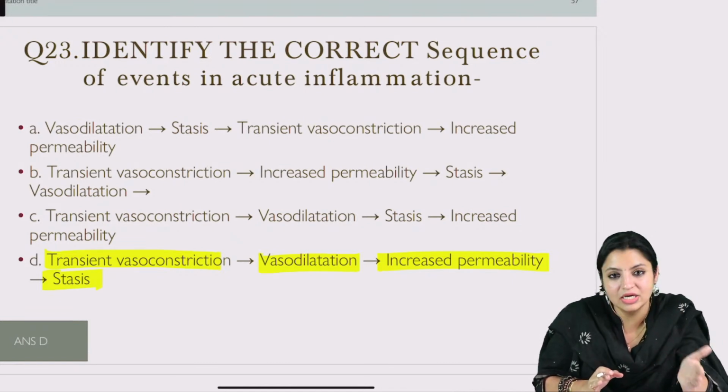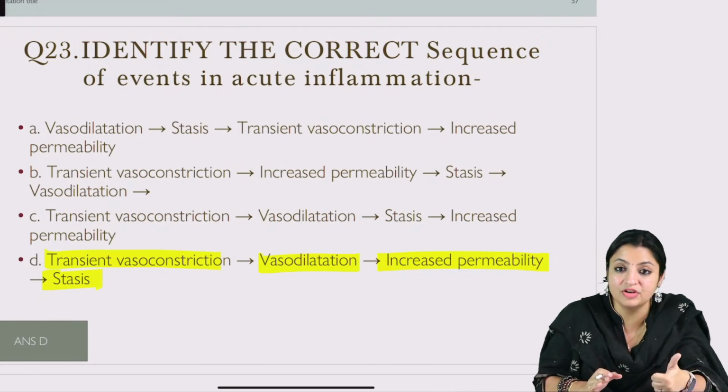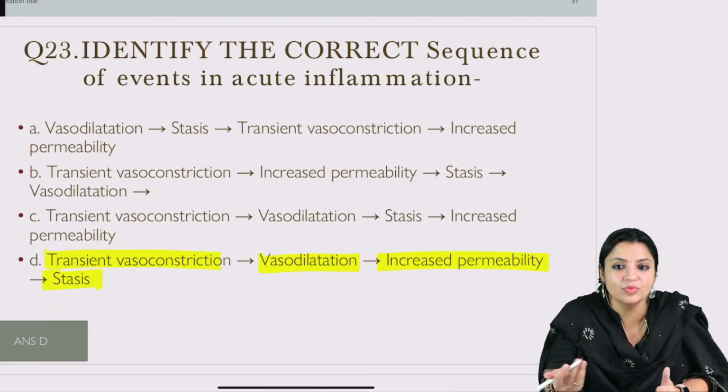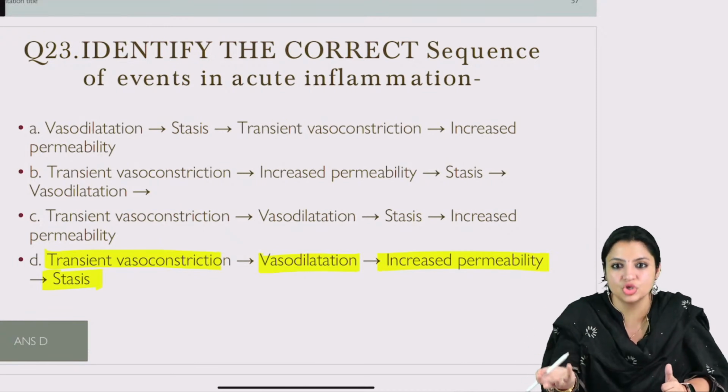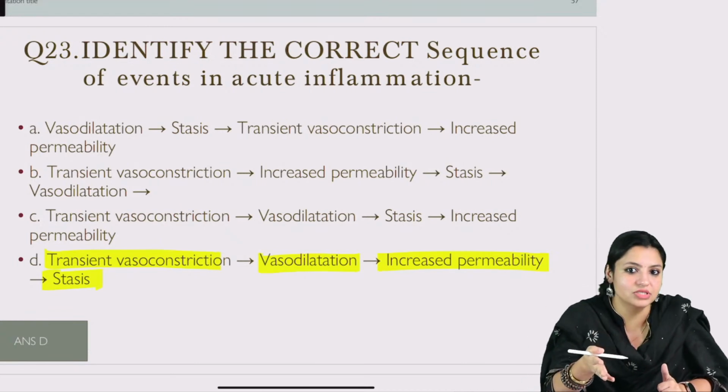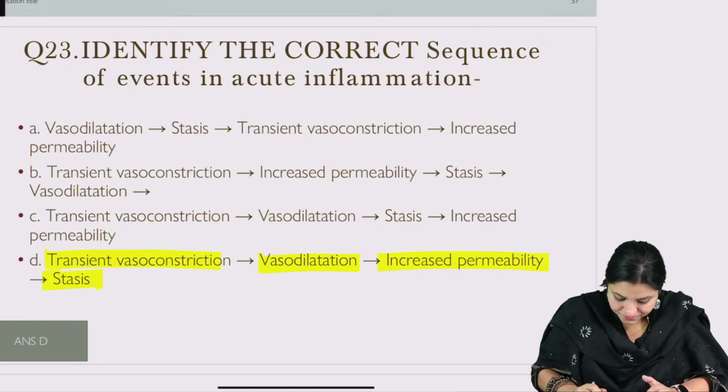So vasodilatation always occurs in arterioles, so blood will become faster, not slower. Only after increased permeability, when the fluid goes out, the blood becomes slower. Remember that always in your brain, okay guys, right?